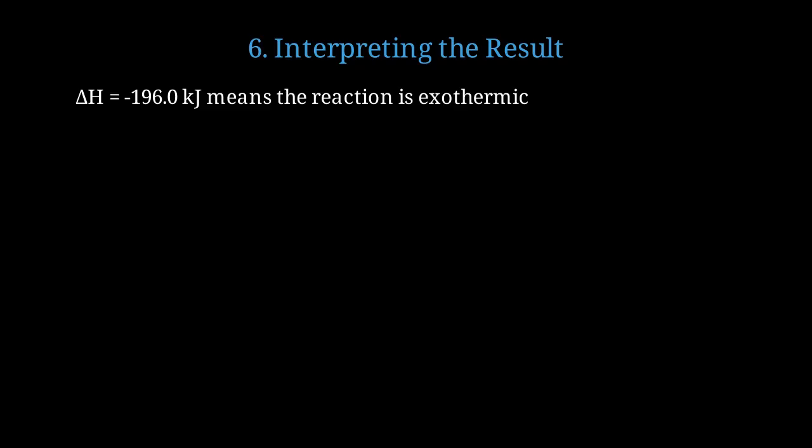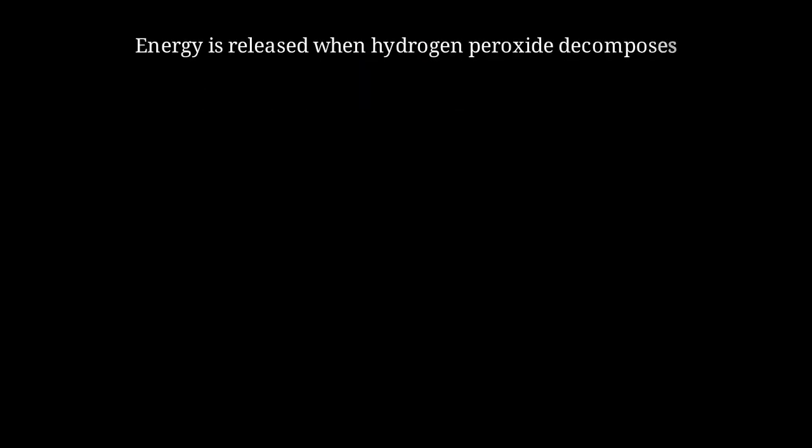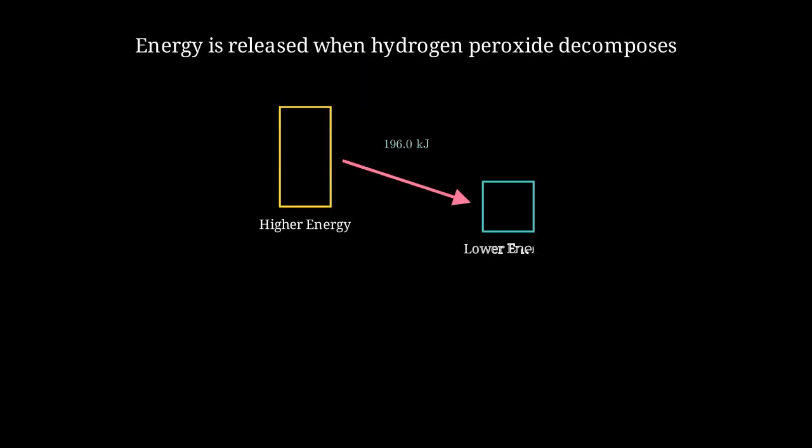Let's interpret what this negative value means. The negative enthalpy change of 196.0 kilojoules means this reaction is exothermic and releases energy. Energy is released when hydrogen peroxide breaks down into water and oxygen. This energy diagram shows that the products have lower energy than the reactants, with 196 kilojoules released during the reaction.